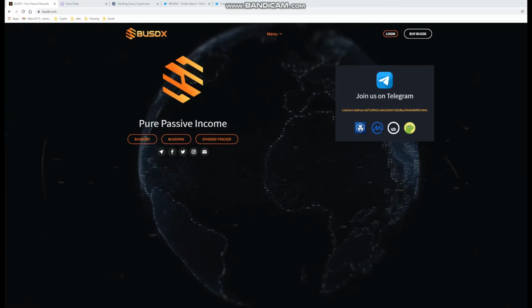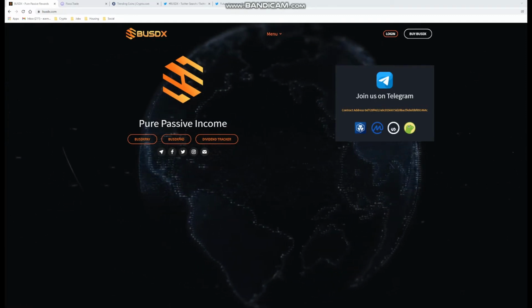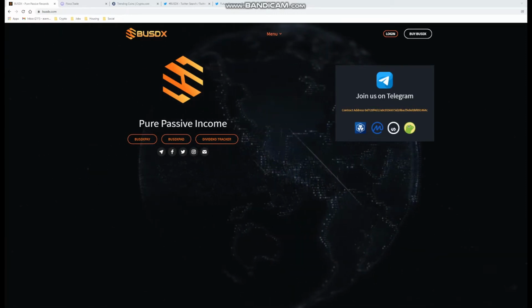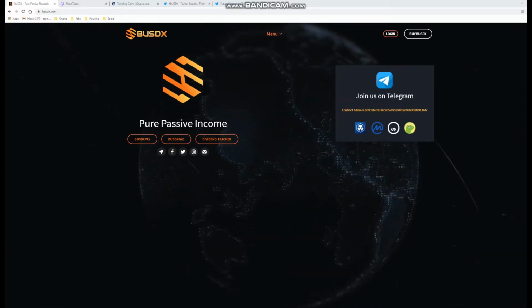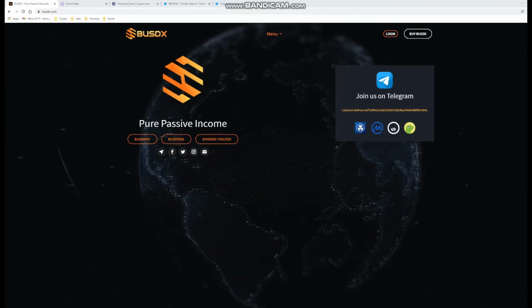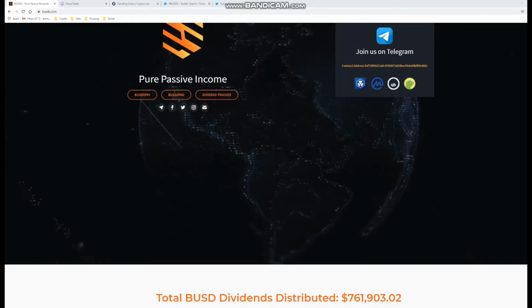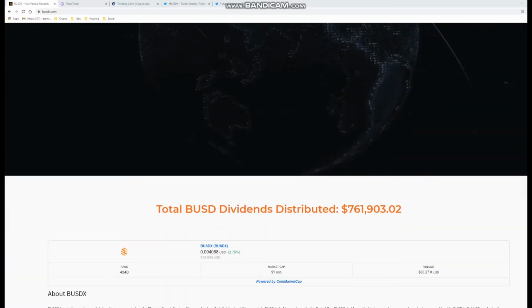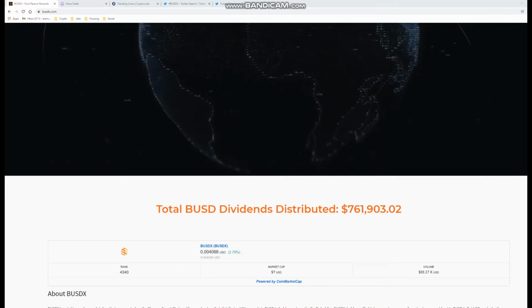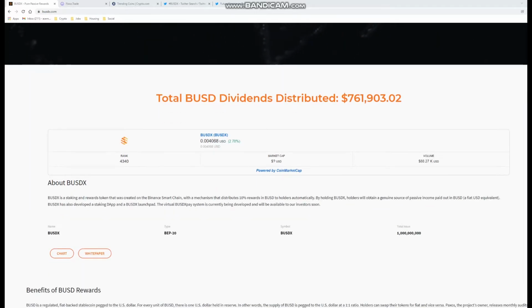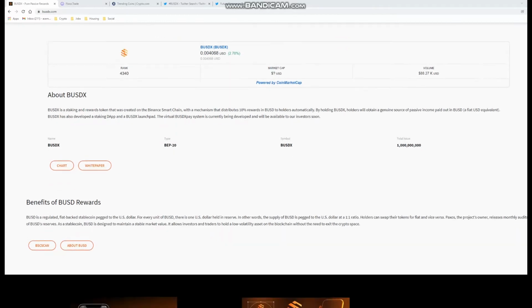BUSDX. And so, as you know, most places give you passive rewards; this one gives you 10% in BUSD. A lot of times they're missing the volume, and so this is one of the things they're working on: utility. Let's take a look and see exactly what they're doing. So far, they've got $761,000 given out to their holders in a mere matter of only 13 days, ladies and gentlemen. And so that's pretty impressive.